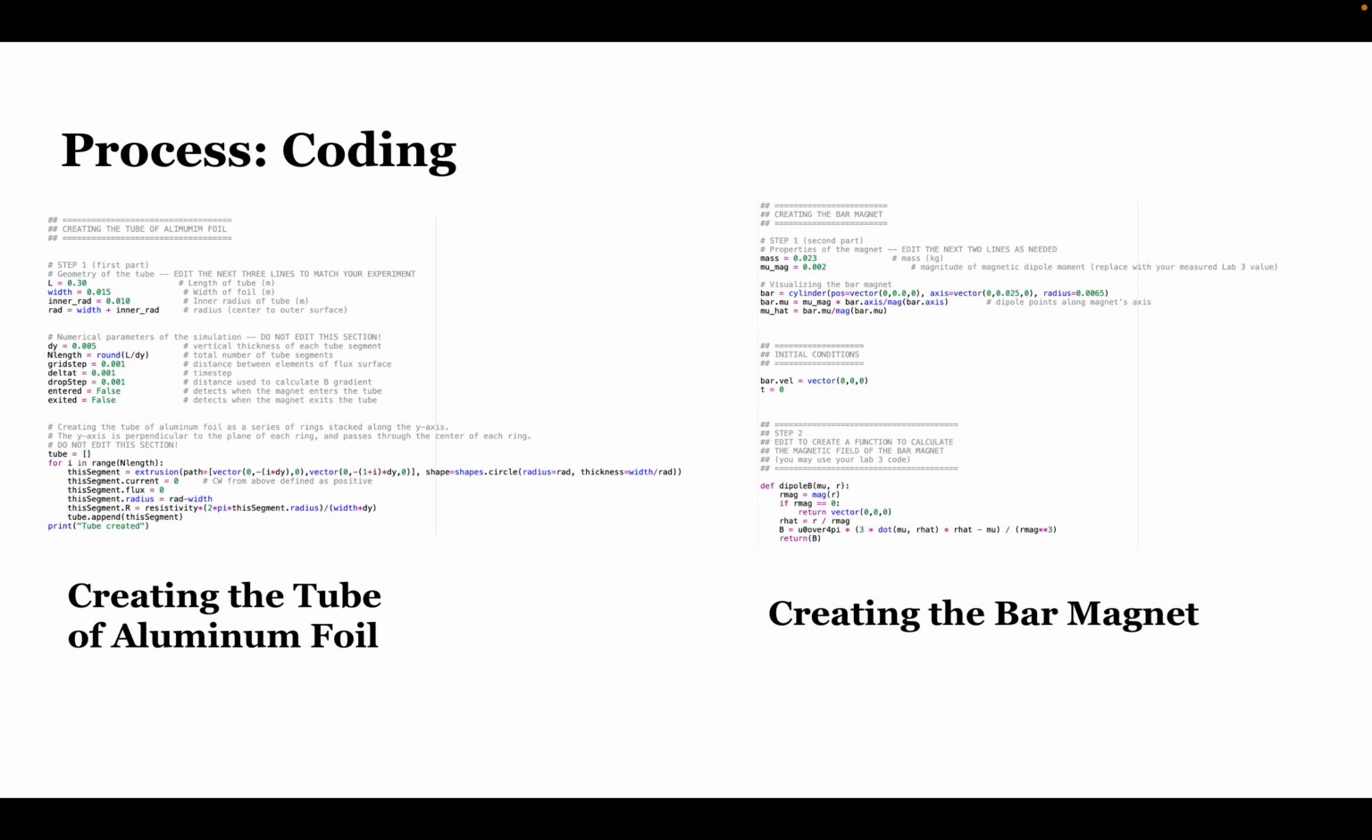So the process of coding this experiment was first creating the tube of aluminum foil, which you can see on the left. So you take the length, width, and the inner radius. You take the radius with the width to get the overall radius, and you take the starter code and change those elements. Then, creating the bar magnet was again filling in the magnitude that we saw from lab 3, when we did the induced dipole moment there.